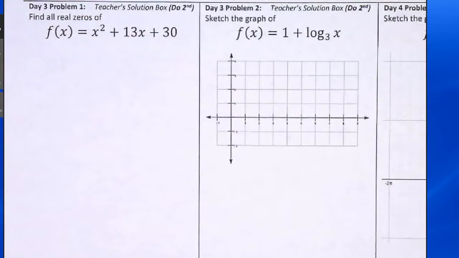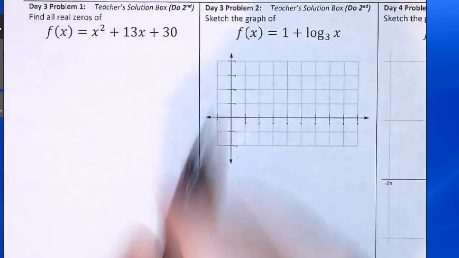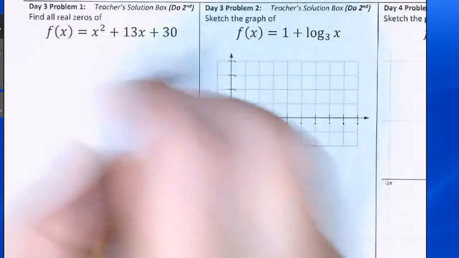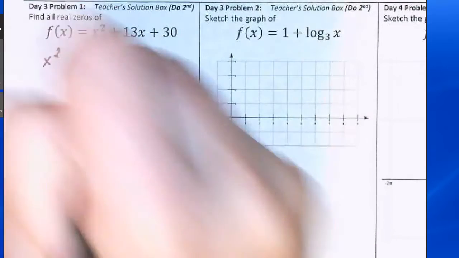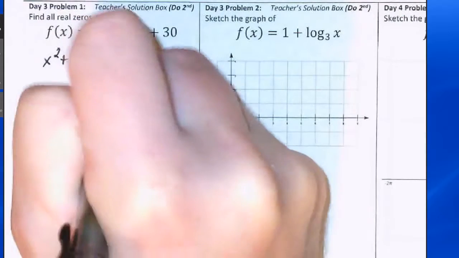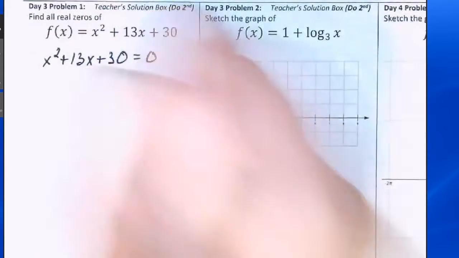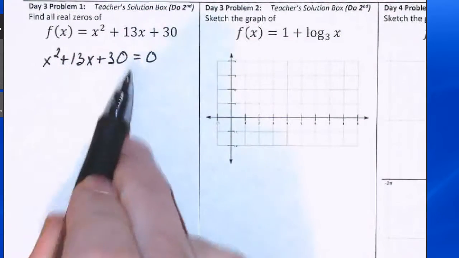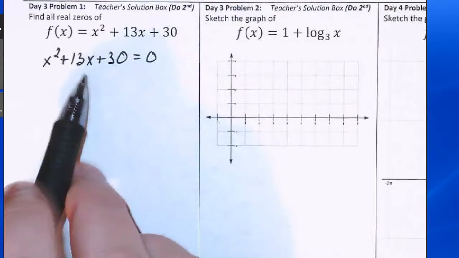Here's the answer for day 3, problem 1. Find all real zeros of this polynomial function. To find the zeros of this function, we need to set the function equal to 0. So it would look like this. This creates a polynomial equation a lot like the bellwork from just the other day.